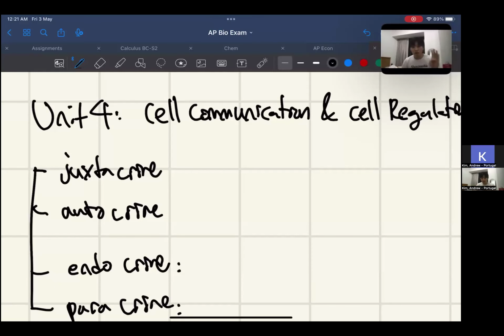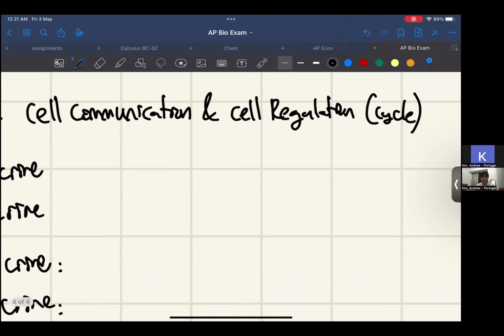The fourth unit is about cell communication, cell regulation, and the cell cycle, more specifically mitosis.